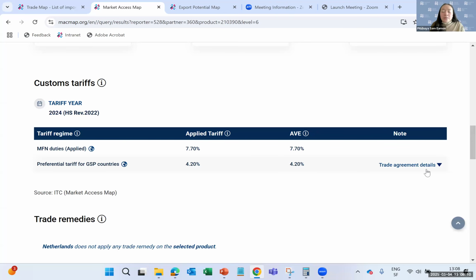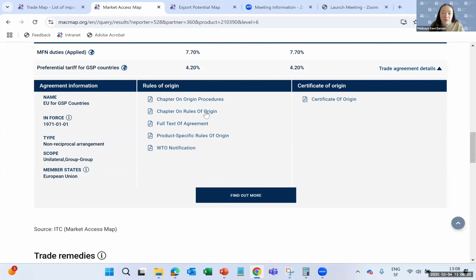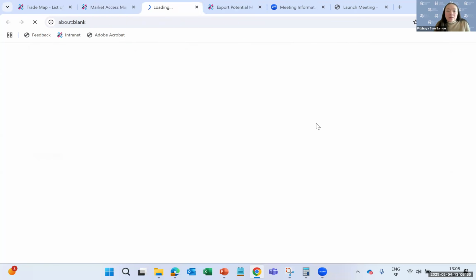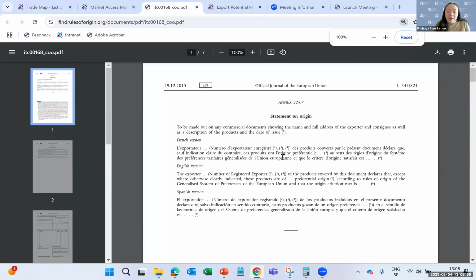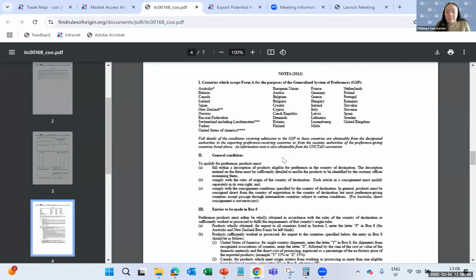Okay, but in order to receive this kind of preferential tariff, you will need to comply with the rules of origin. You can further investigate the rules of origin for your product. It will specify how the product is manufactured, from which subheading, etc. And you can fill out the certificate of origin that is readily available here. You click on it, you have to fill it out and get it stamped by your customs or competent authority.